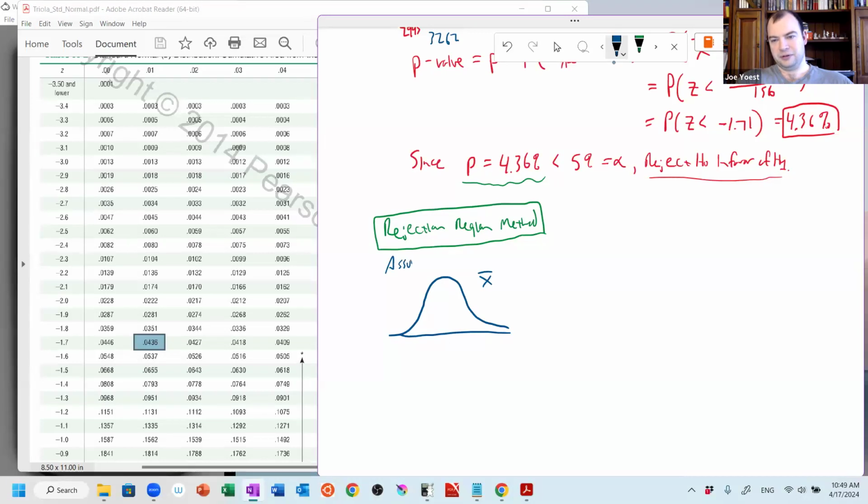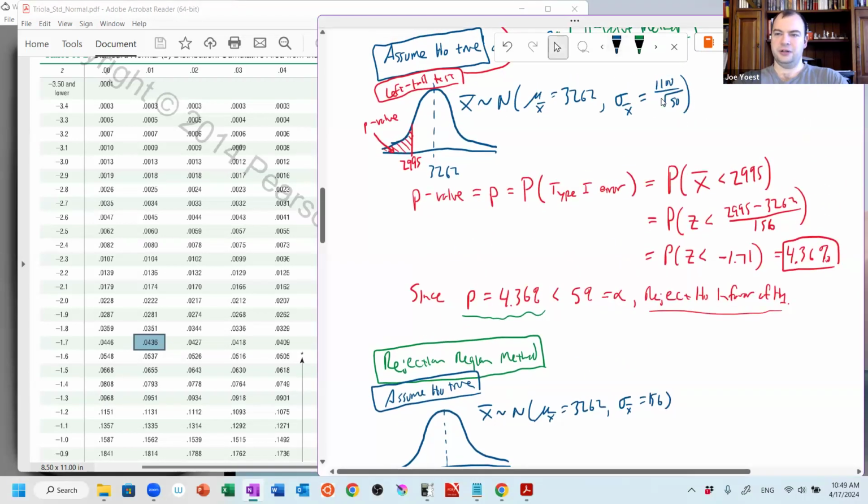Just like above, assume H0 is true. That lets us anchor our normal distribution at 3262. And X bar is normal with a mean of 3262 and standard deviation sigma X bar of 156. That's that. 1100 over root 50 turned out to be 156.